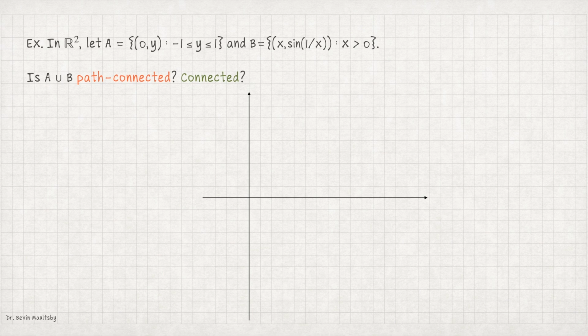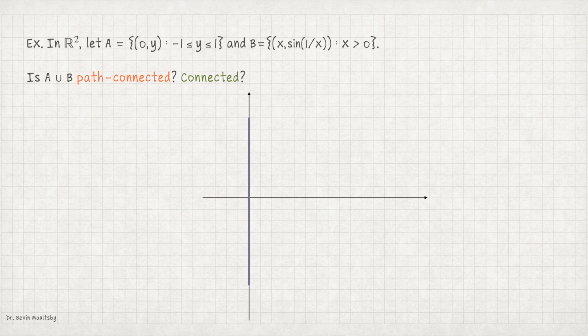Okay, we've seen a lot of definitions and results in this video. Let's wrap up with a famous example. So imagine that we are working in R2, and I'm going to write the set that we're interested in as the union of two other sets. So let A be a segment on the y-axis going from -1 to 1, as I've just pictured here.